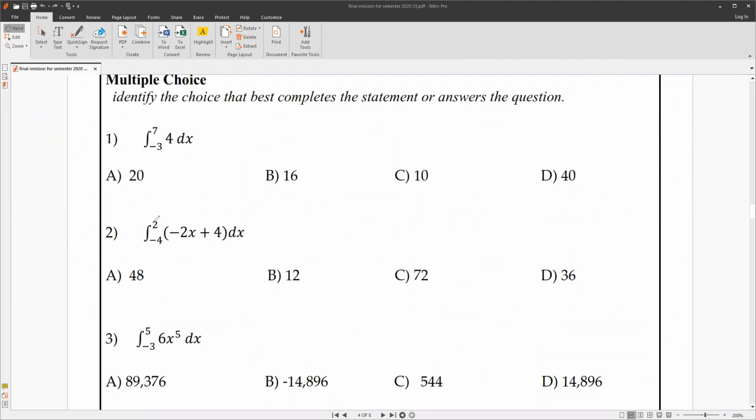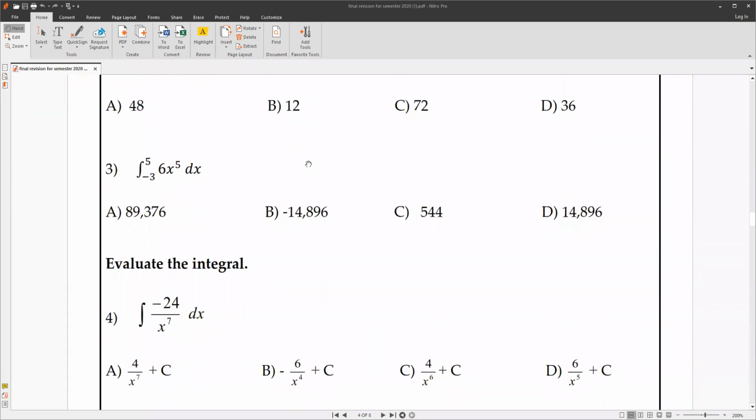By the same way, just apply the rule. That is the definite integration. I find the value of this definite integration by using the fundamental what? Theorem of calculus. Please revise well.